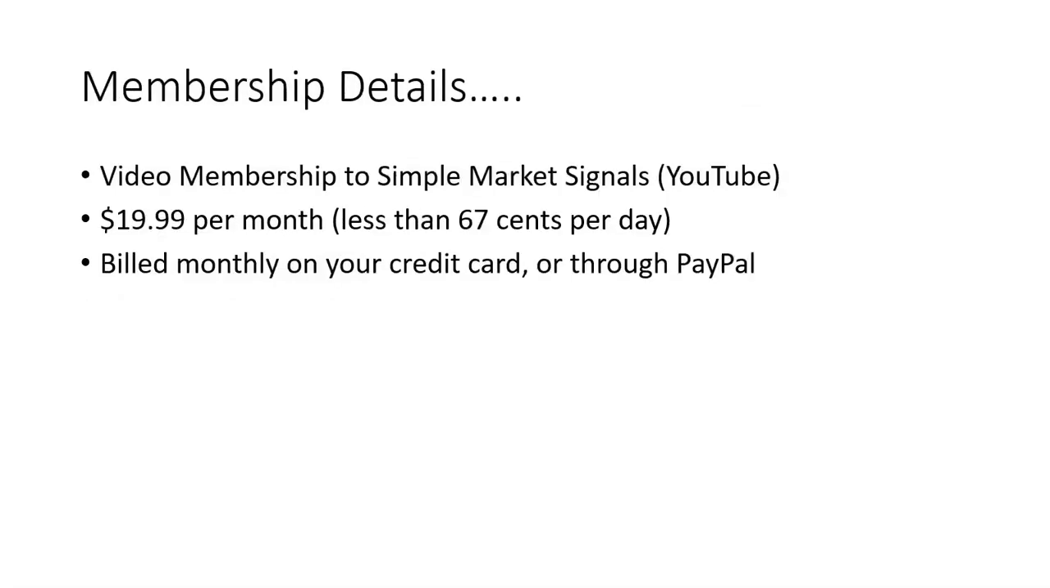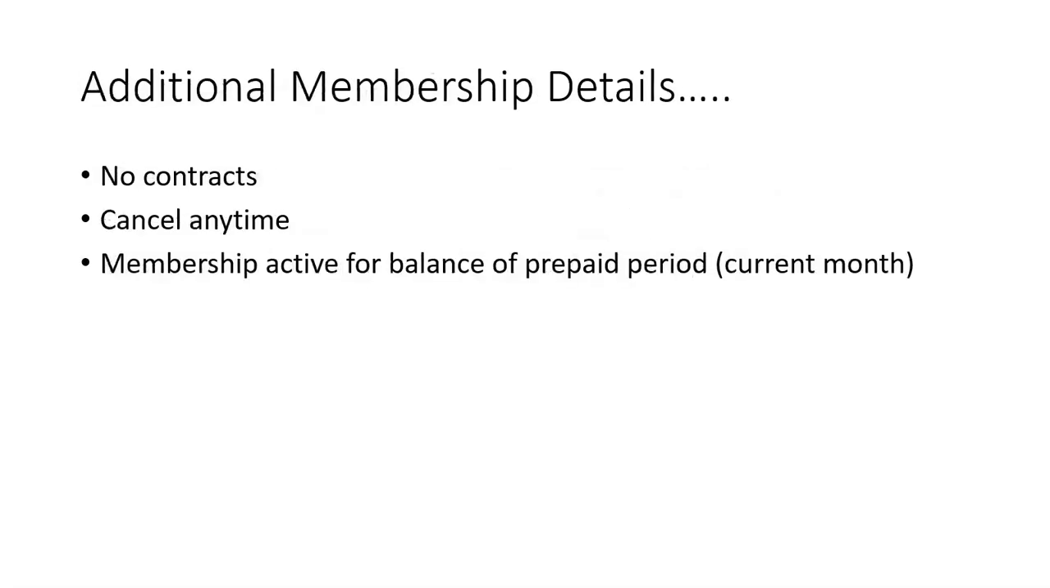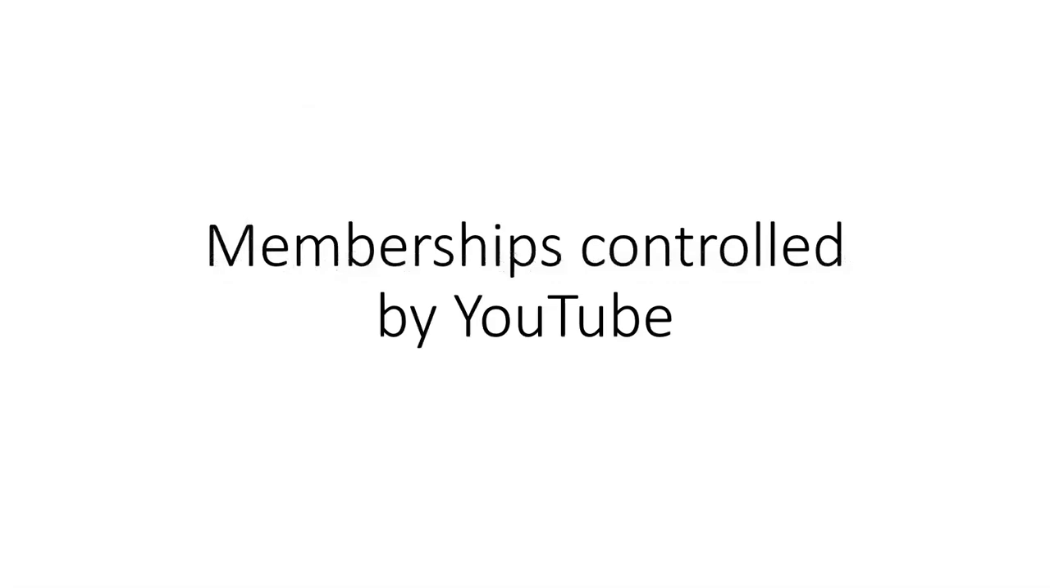So just to review the membership details, the video membership to Simple Market Signals through YouTube is $19.99 per month. That's less than 67 cents per day, and it's billed monthly on your credit card, or you can pay with PayPal. There are no contracts. You can cancel anytime, and if you do cancel, your membership will remain active for the balance of that current month, that prepaid period, but you won't be billed for the next month. All memberships are controlled by YouTube, so if you ever have any question about anything, just Google it, and the answers should be out there.